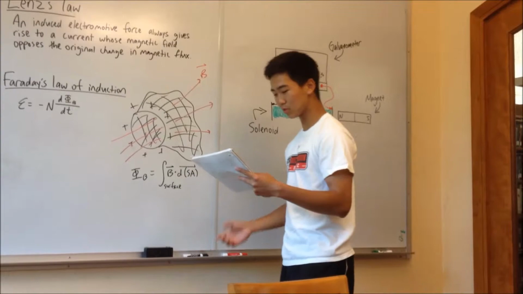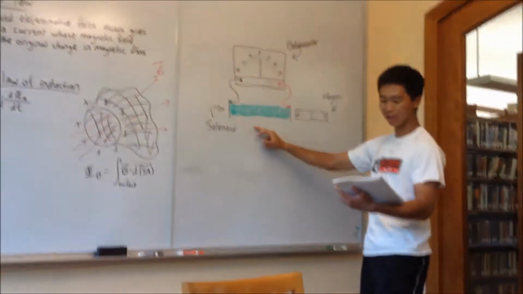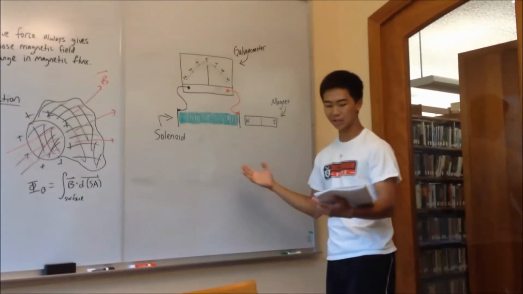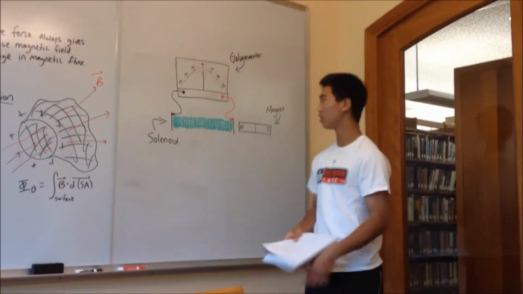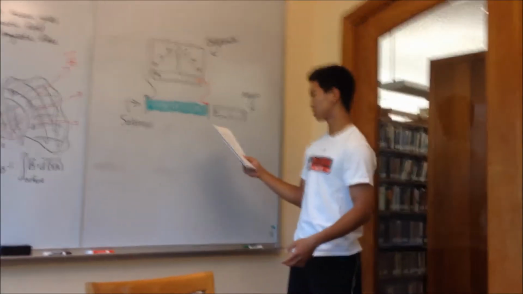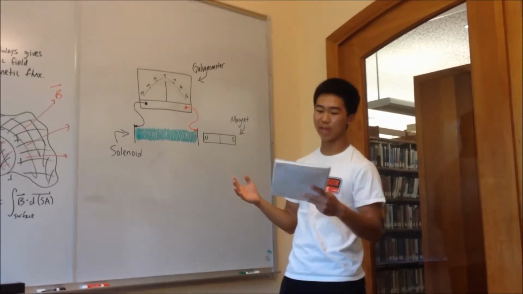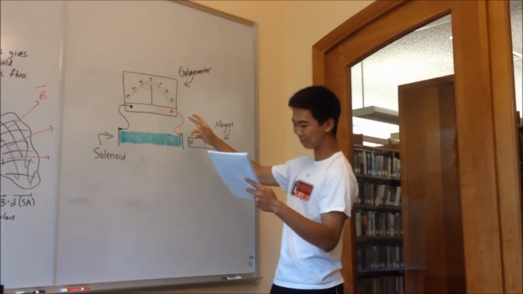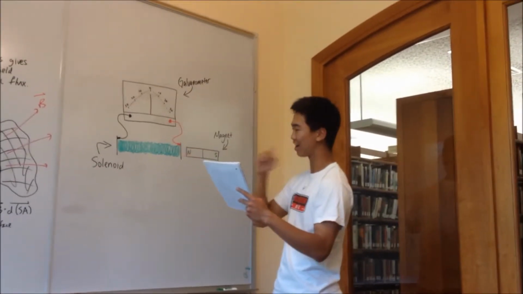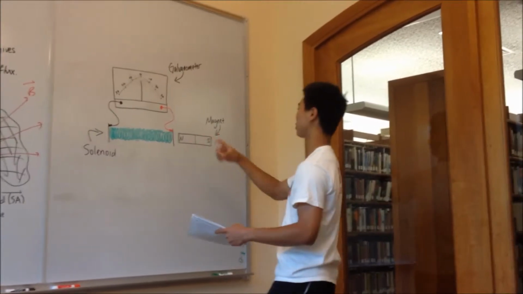Alright, I'm going to demonstrate how Lenz's law works using a galvanometer, a solenoid, and a magnet. And our lab actually has these physical things, but I don't have easy access to that, so this drawing will have to suffice. Alright, a galvanometer is basically just a sensitive ammeter. It detects electric current. A solenoid is a wire that's tightly coiled around a tube.